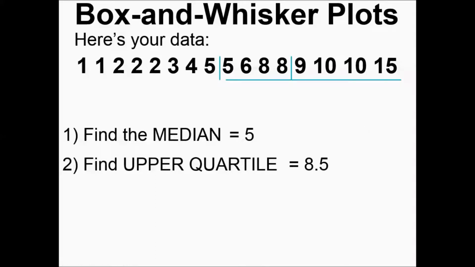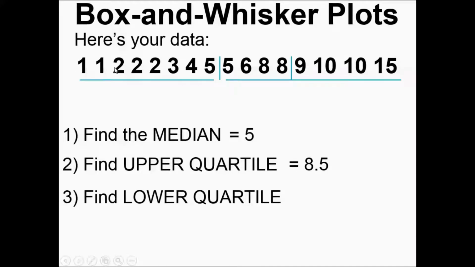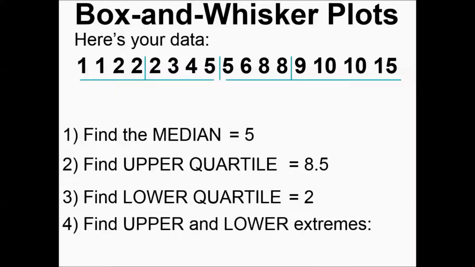Your lower quartile, for your bottom half of the data, count in 4 from either side, you're going to get between 2 and 2. Your lower quartile is going to be 2. And then our upper and lower extremes are going to be 1 and 15. 1 being your lower extreme, 15 being your upper.